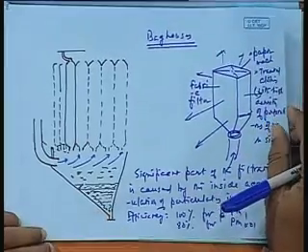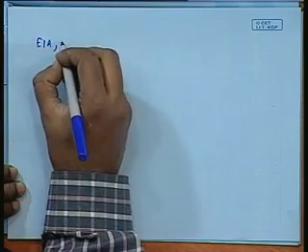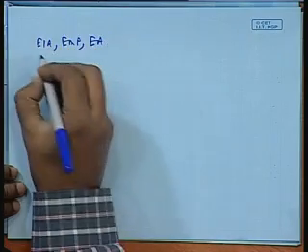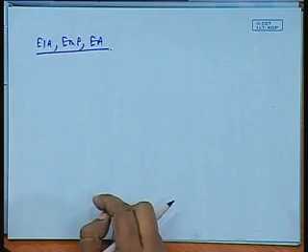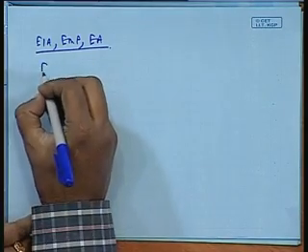So I have mostly discussed air pollution control methods. These are the standard, very popular industrial air pollution control methods. Now, having gone from here, I'll briefly discuss the most important thing we should talk about, which is EIA, EMP and EA.